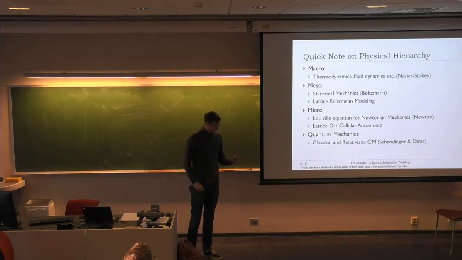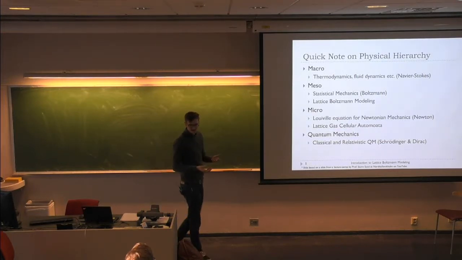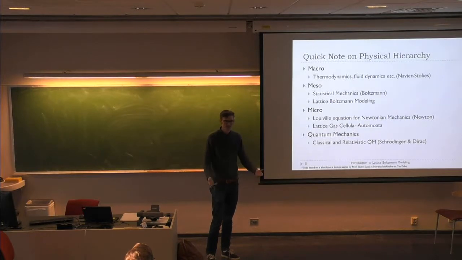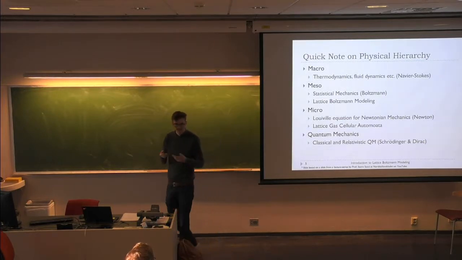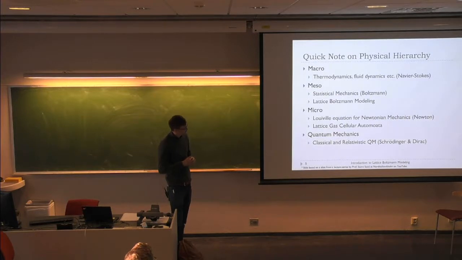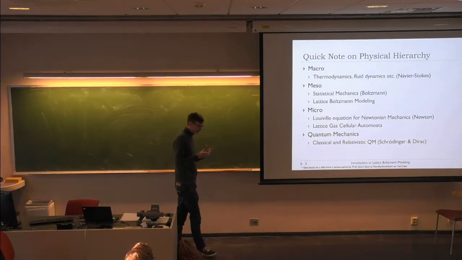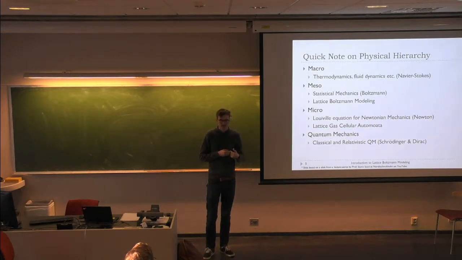Just to get a mental image of how our physics is built. On the very, very small scale, we have quantum mechanics, which everybody's heard about, how particles act like waves and particles, and it's strange and complicated, and the math is heavy. But that's really beyond the scope of these lectures. Above that, you have Newtonian mechanics for individual particles. So we're talking about atoms and molecules moving at relatively low speeds.